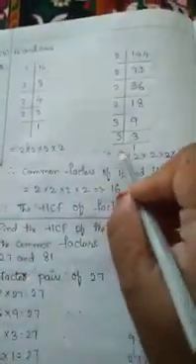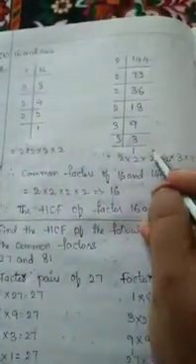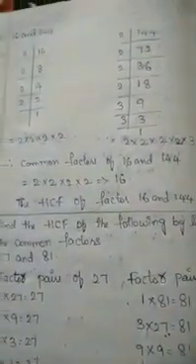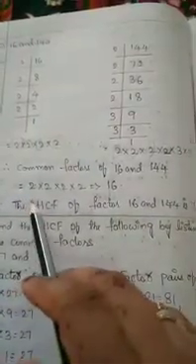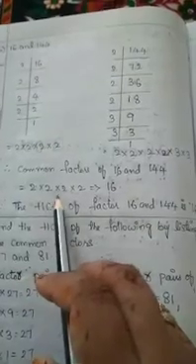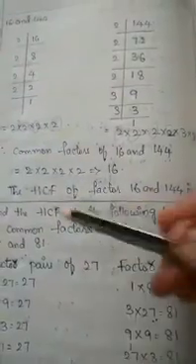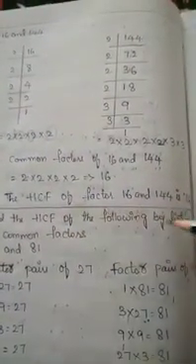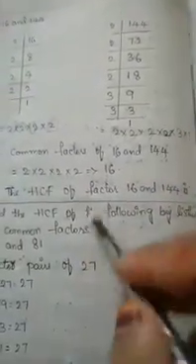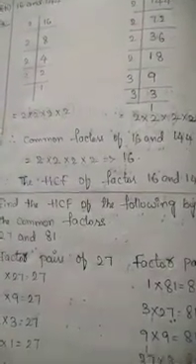So the common factors of 16 and 144 equal 2 into 2 into 2 into 2. 2 2s are 4, 4 2s are 8, 8 2s are 16. So the HCF of 16 and 144 is 16. Like this you have to practice the remaining problems.